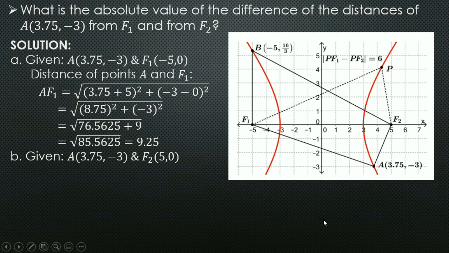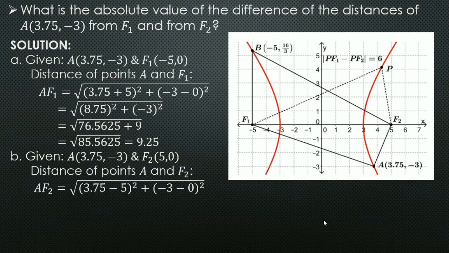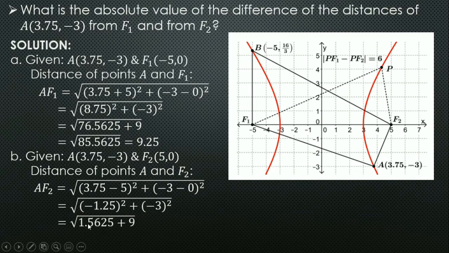Second one, how about the distance of point A to f sub 2, the distance of this point from f sub 2? Of course, we have the given. So using the distance formula, 3.75 minus 5 squared plus negative 3 minus 0 squared. So 3.75 minus 5 is negative 1.25, and then negative 3 minus 0 is negative 3. So negative 1.25, if we will square this, it will give us 1.5625. Then negative 3 squared is positive 9. So adding these values, we have square root of 10.5625, or its square root is 3.25.